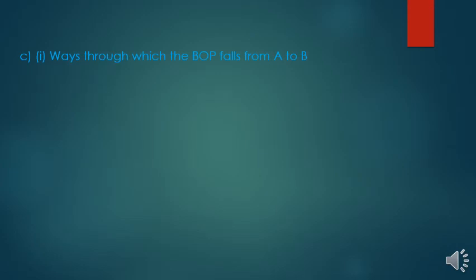Now, ways through which the balance of payment falls from A to B. The question here is, why will the balance of payment instead start by falling from A to B after devaluation of currency, as we illustrated above? So please, for you to better understand this question, make sure you draw the graph I presented above on a piece of paper before you start following the answers.